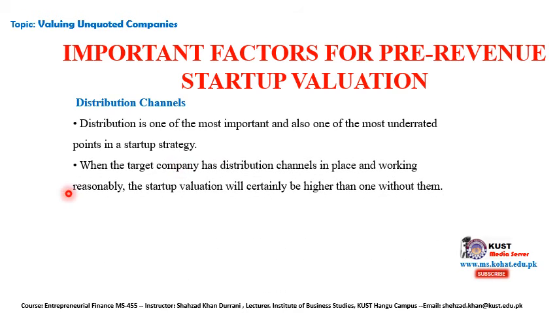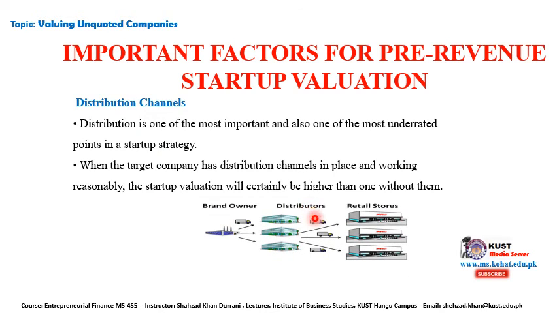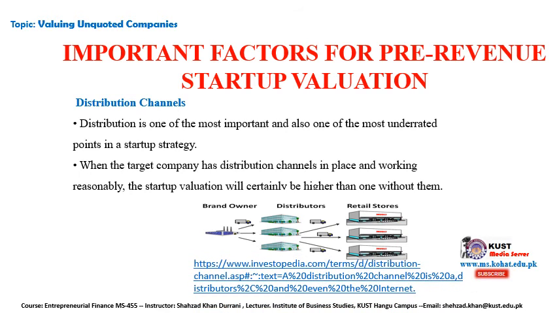When the target company has distribution channels in place and they are working reasonably, the startup valuation will certainly be higher than one without them, right? So an unquoted company having a good distribution channel is better than a company without any channels. So for example, from the brand owner, to the distributors we have, and then the retail stores, and then to the final consumer. This is the link used for this image.